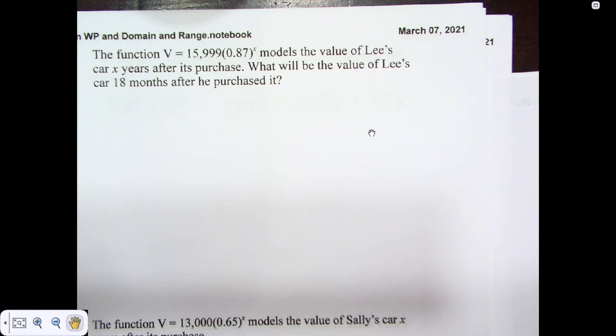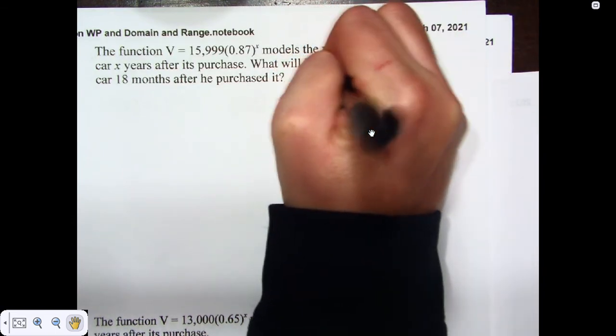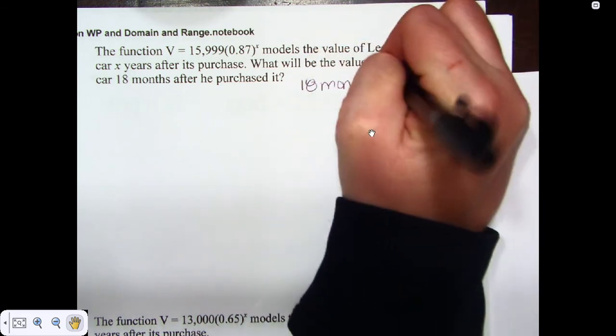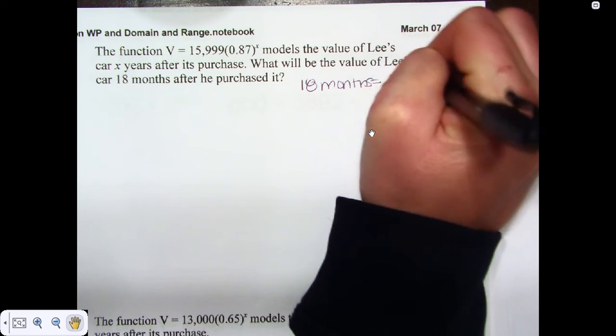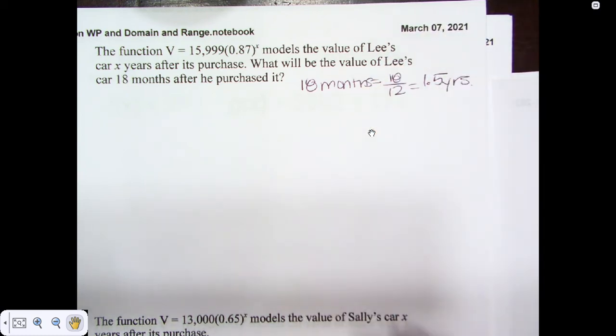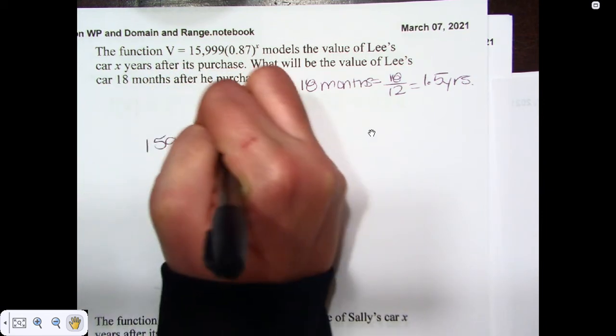V equals 15,999 times 0.87 to the x is the value of Lee's car x years after its purchase. What will the value of their car be 18 months after he purchased it? Well, the first thing you have to do is convert 18 months to years. So 18 divided by 12 is going to give me 1.5 years.